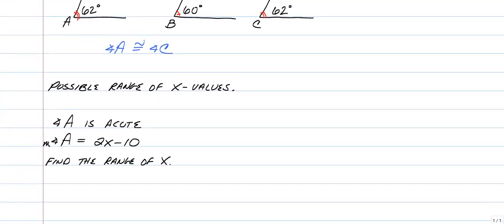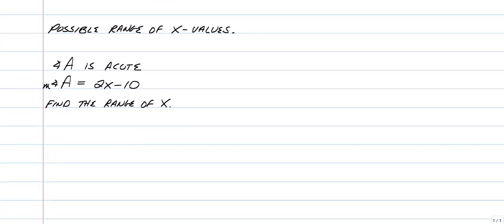Finally, last topic for this video is finding a possible range of x values for a certain type of angle. So this example says that angle A is acute. So it might help us to draw an acute angle. We'll call it A. And the measurement of angle A is 2x minus 10. Now, this question is a little bit different because we're not just solving for x once, so to speak. This is saying find the range of x values. So there could be many different x values that would make this an acute angle.